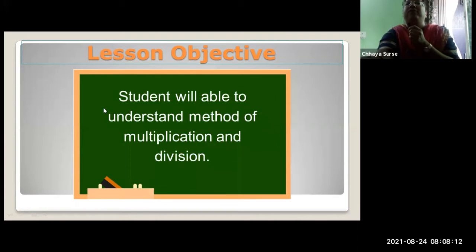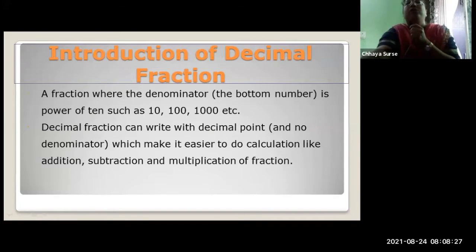You know very well how to multiply and how to divide. But here we learn about the multiplication and division of decimal fractions. Decimal fraction means the denominator is a power of 10. I'm telling you again and again, a fraction whose denominator is a power of 10, such as 10, 100, 1000, 10,000, etc., can be converted into a decimal fraction.